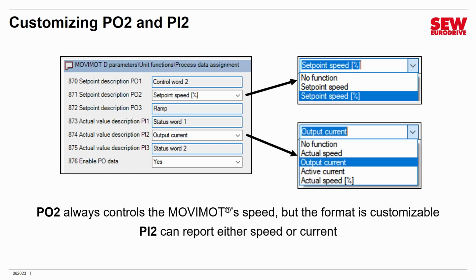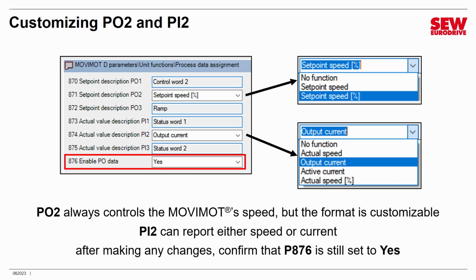PI2 can report either the motor's current speed or the amount of current that the motor is drawing. If you pick actual speed, you'll get a speed value in RPM. If you pick actual speed percentage, you will get that as a percentage of the motor's maximum speed. Active current will give you the actual current the motor's drawing, and output current will tell you the apparent current that it's drawing. So these are the choices available to you. You can pick any of these.